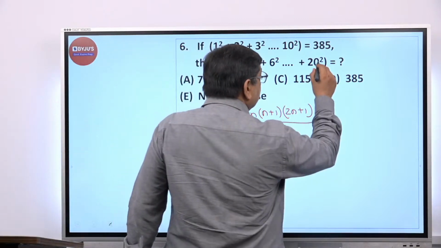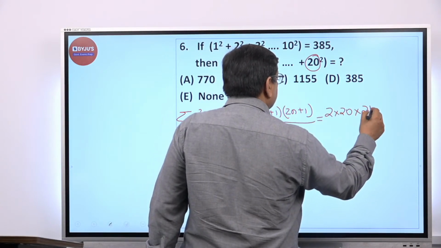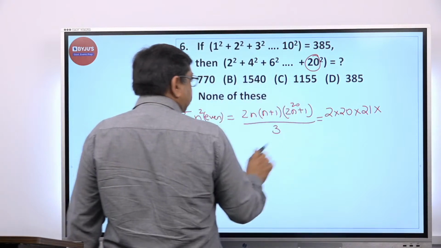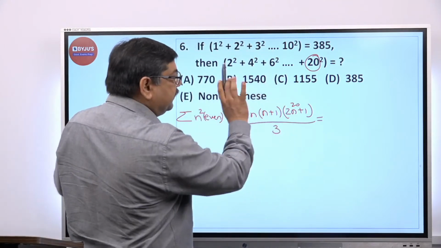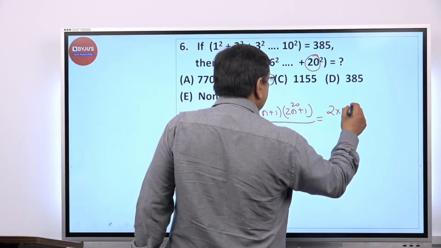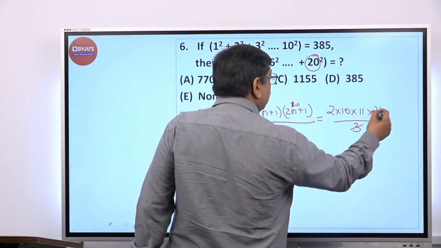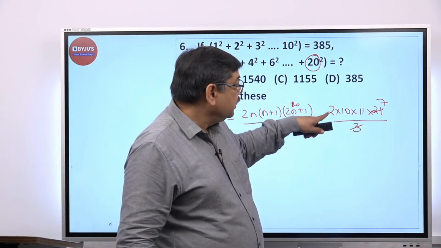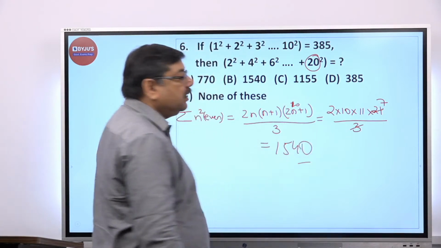If you use the formula with n as 20, it would be a little cumbersome. In fact, these are 10 numbers, the first 10 natural even numbers. So you can have 2 into 10 into 11 into 21 whole by 3, which goes by 7. So 7 into 11, 77, into 2, 154, and you have a 0 in front of that. So you have a total of 1540.